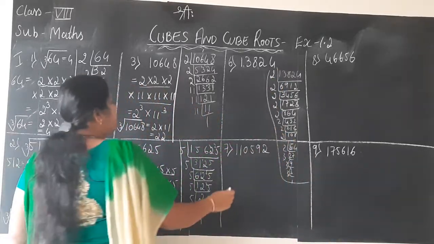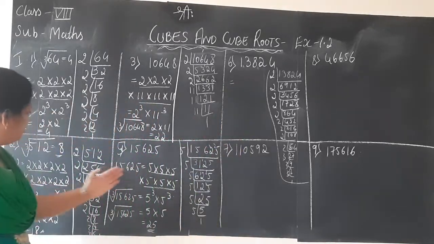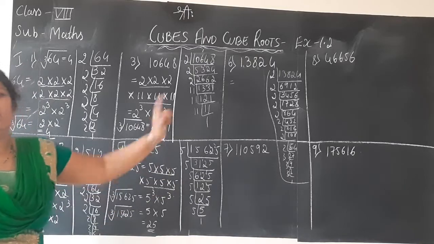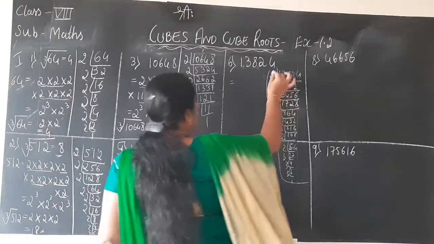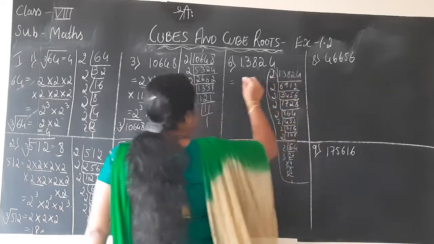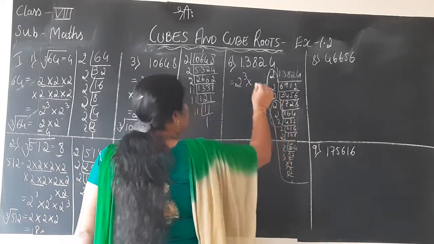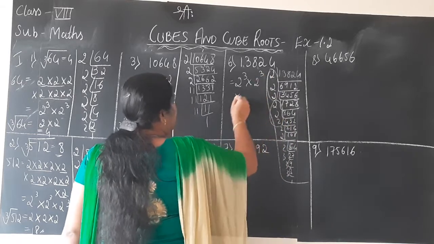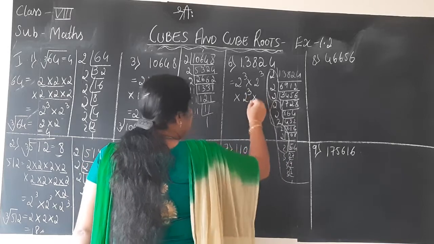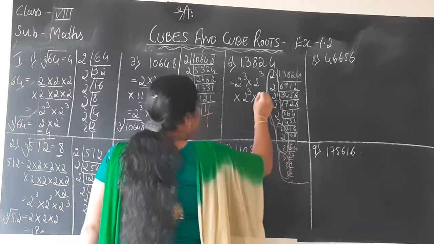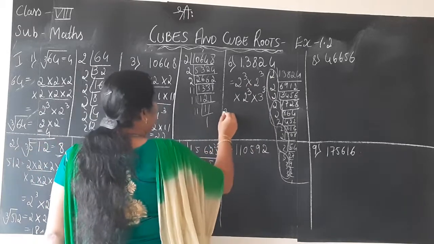Now, children, since I have less space, I have already written many times this 5 into 5 into, and 2 into 2 into, it is because there is no place. Directly I will do grouping here. First 3 2s is 2 cube. Next pair of 3 2s is 2 cube. Into next pair of 3 2s is 2 cube. Into lastly one pair of 3s, 3 cube.